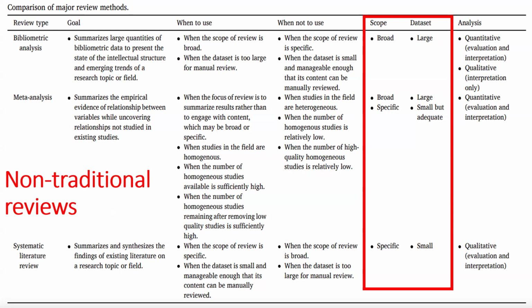review paper. In case of bibliometric analysis, your area is broad, scope is broad, you have a large data set, you do quantitative as well as qualitative interpretation if necessary according to your scope. Since there are too many articles, the number of articles is so large that it's very difficult to go in depth of each and every article in case of bibliometric analysis.